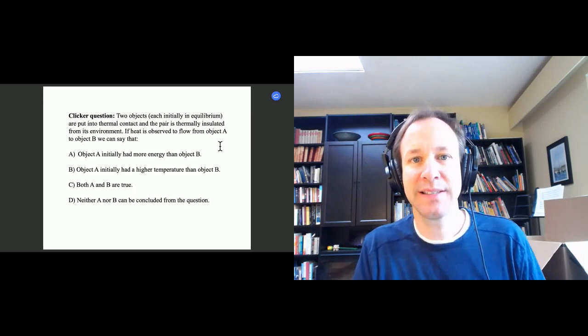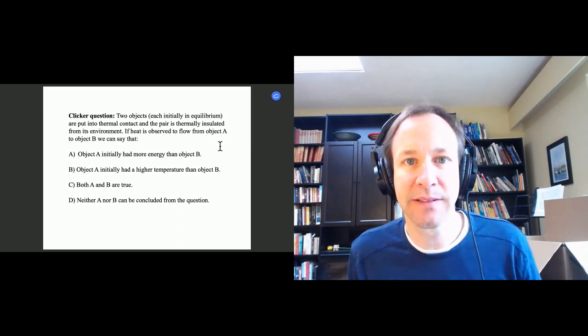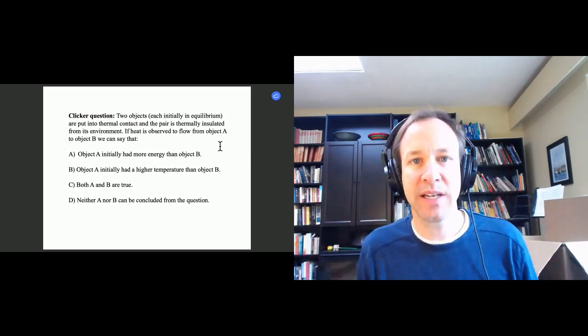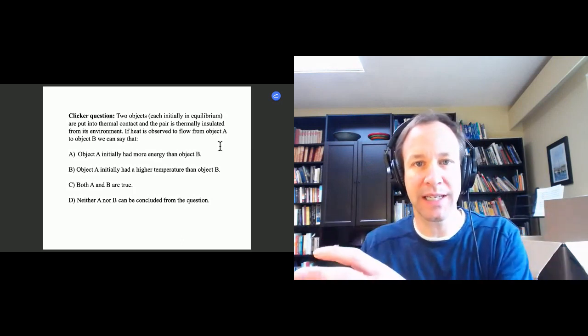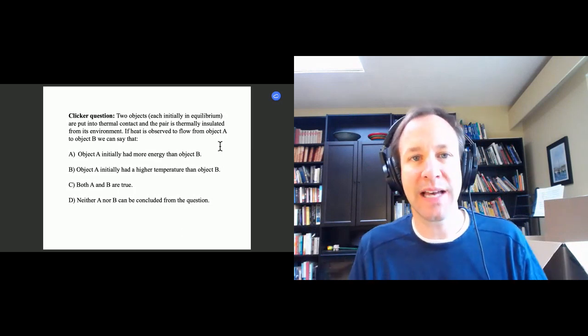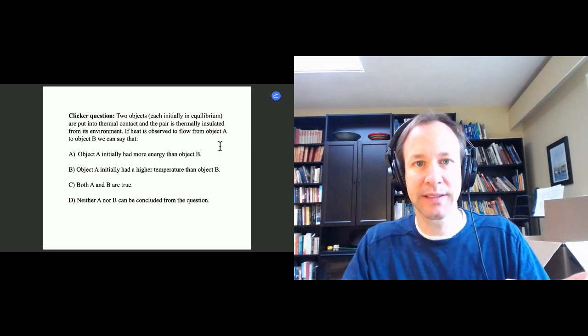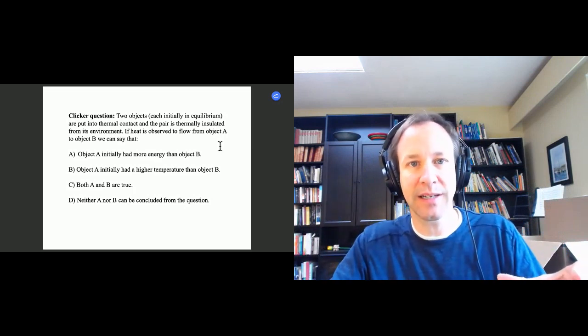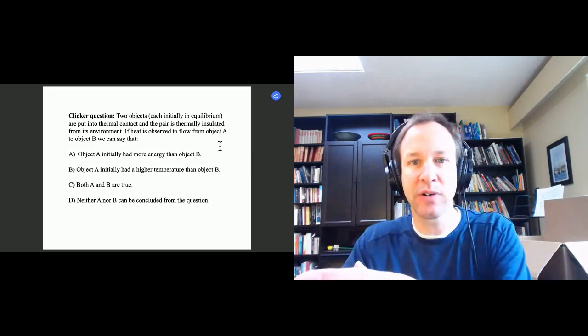But the question doesn't say that our two objects are identical. And so in fact, we can't really use the information in the question to conclude that one object has a higher energy than the other. Just to demonstrate that, imagine that you have the two identical bricks and one is hotter than the other. One has a higher temperature than the other. If they're identical, this one has more energy.